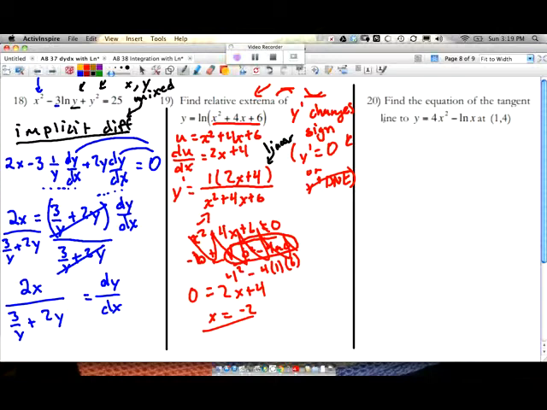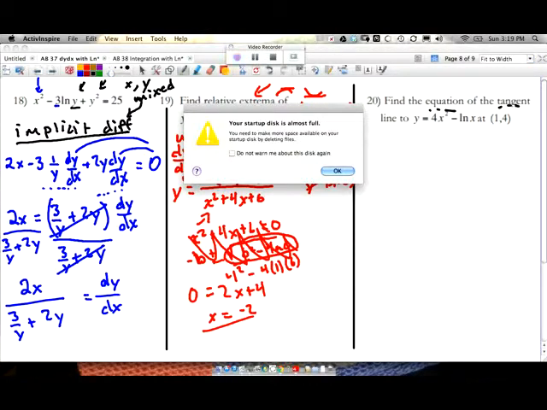But let's go ahead and move on to 20, because what we did just confirmed that we found the relative extrema, just dealing with derivatives. Now let's do another version of working with derivatives, and that's the equation of the tangent line. Okay, so, oh, there we go.